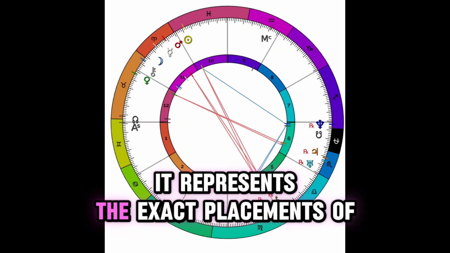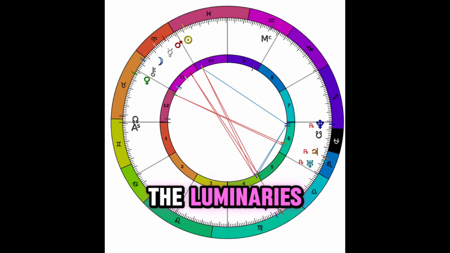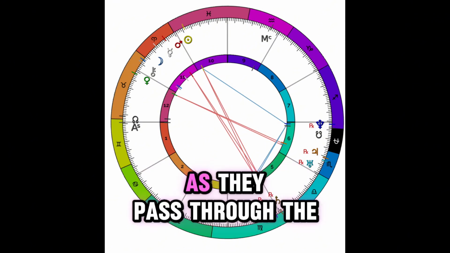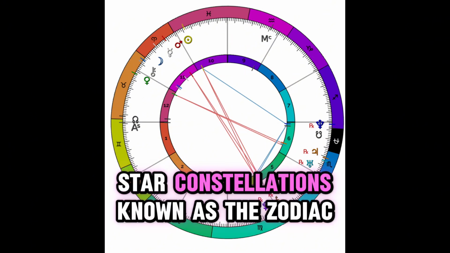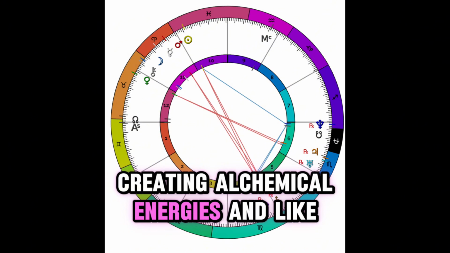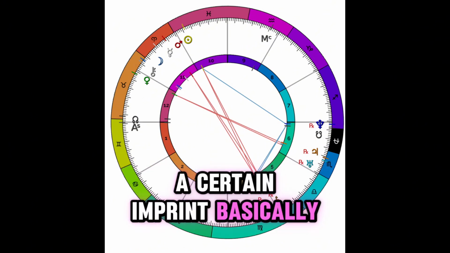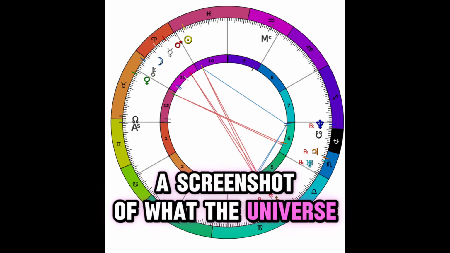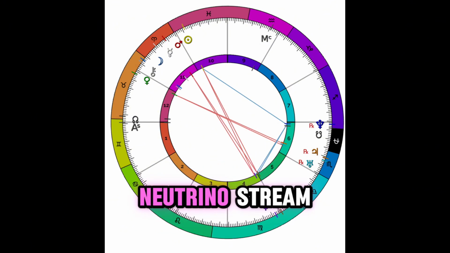It represents the exact placements of the luminaries and planetary beings along the line of the ecliptic as they pass through the star groupings or constellations known as the zodiac, creating alchemical energies and a certain imprint, basically. So your birth print is like this very specific imprint, a screenshot of what the universe was doing when your soul entered the neutrino stream.